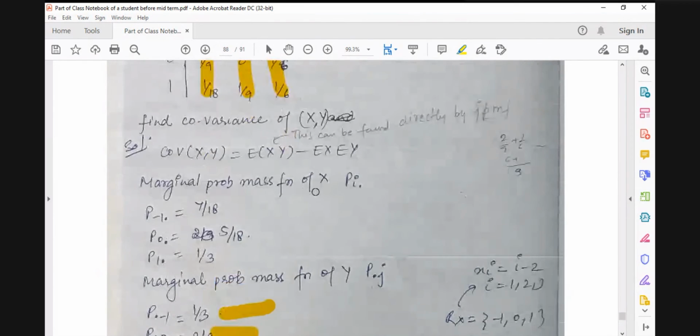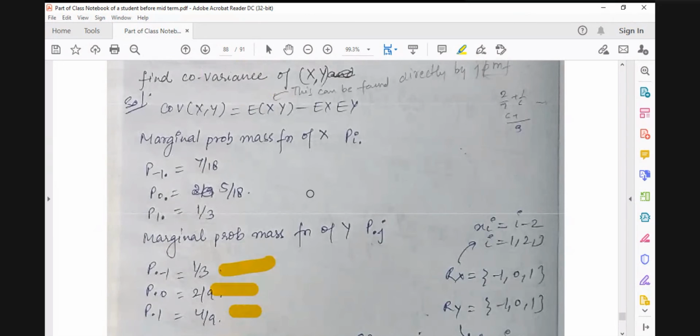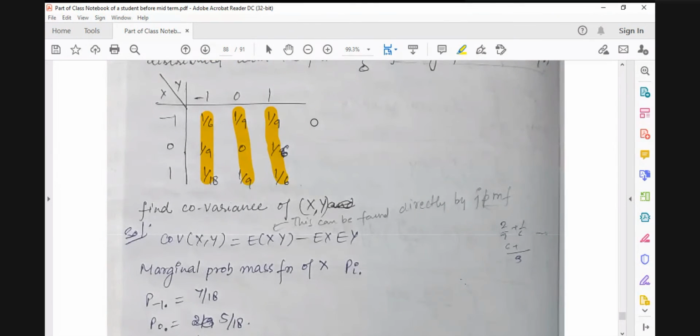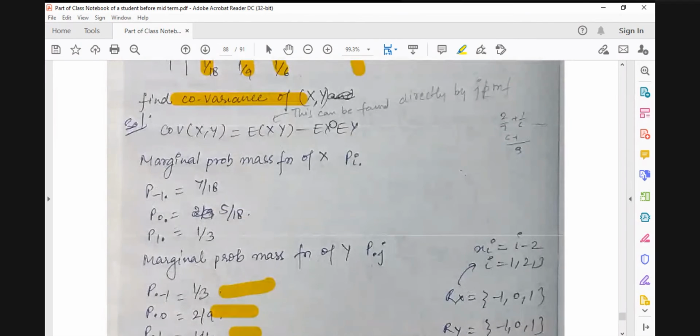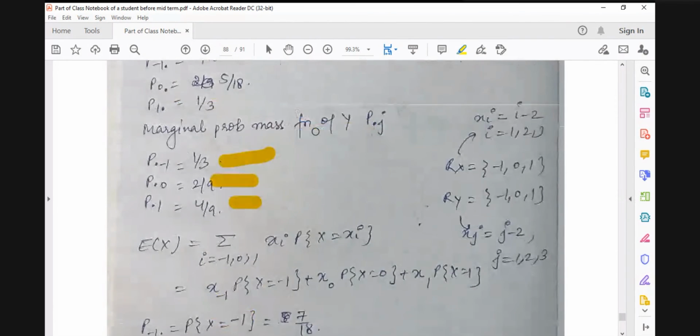Here it is explained in a detailed manner, but as I told you earlier, you can write the marginal probability mass function of x on the right side of the table, and at the bottom you can represent the probability mass function of y by directly adding, but you have to mention it like this. Now, in this I require the expectation of x and the expectation of y. So first I try to calculate the expectation of x and the expectation of y.